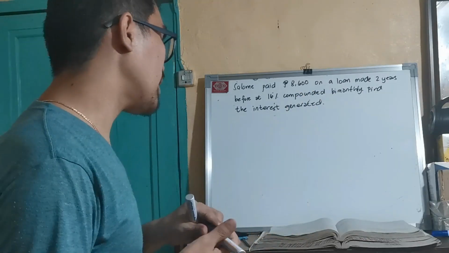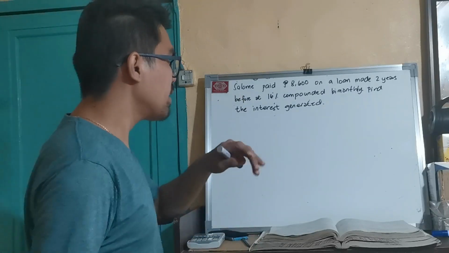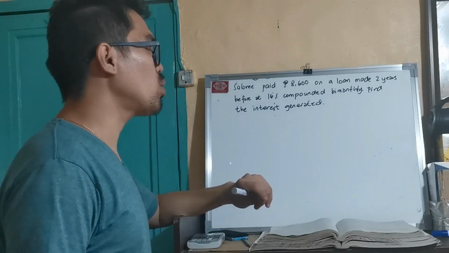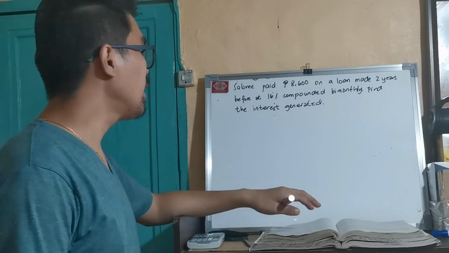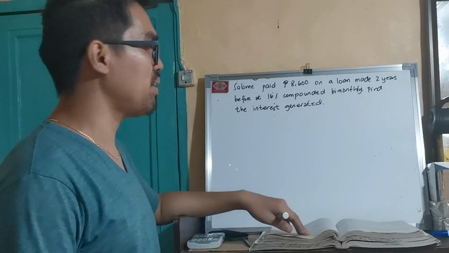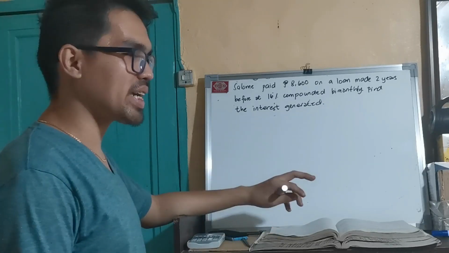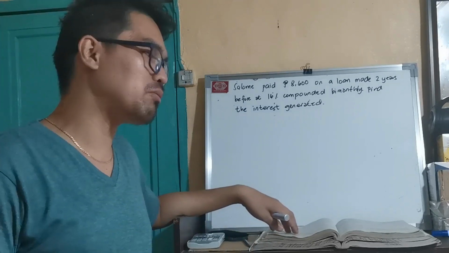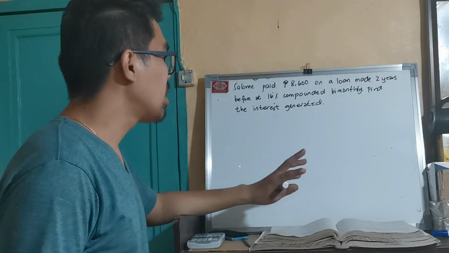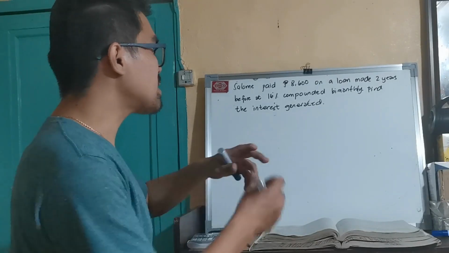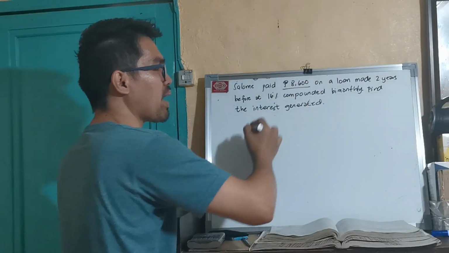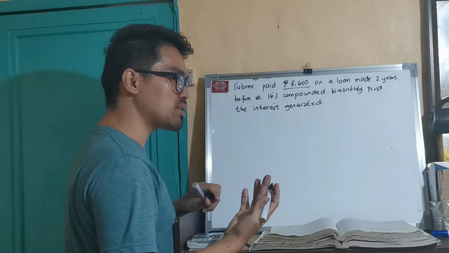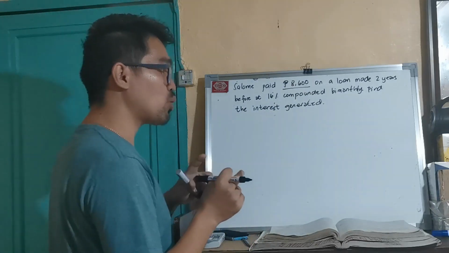Okay, now in this problem, Salome paid 8,600 on a loan made 2 years ago at 16% compounded bi-monthly. Find the interest generated. So in this case, we're asked to find the interest generated. What happened was, this is the amount paid on a loan that was made 2 years ago.